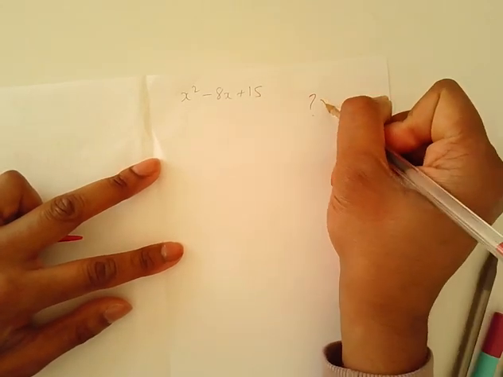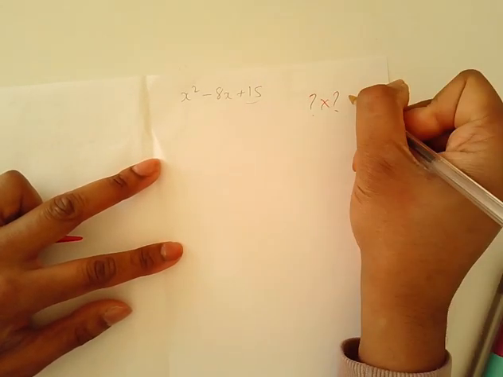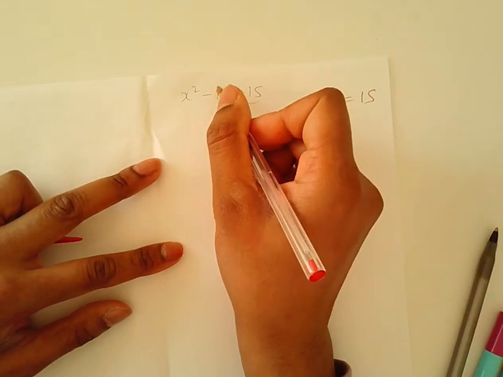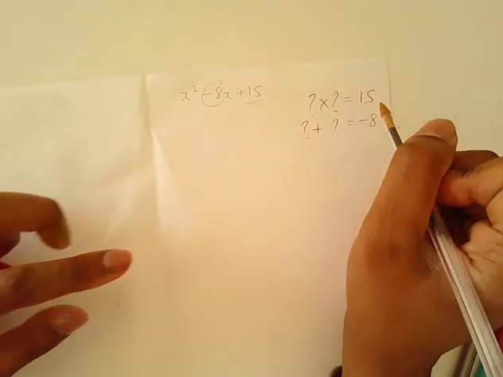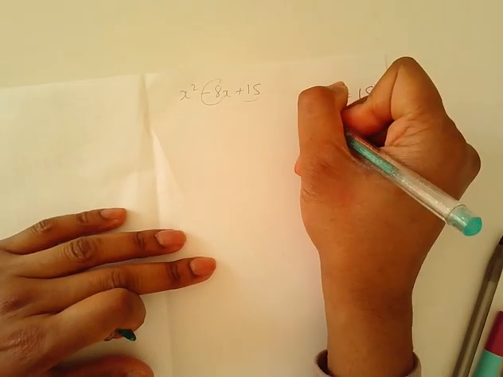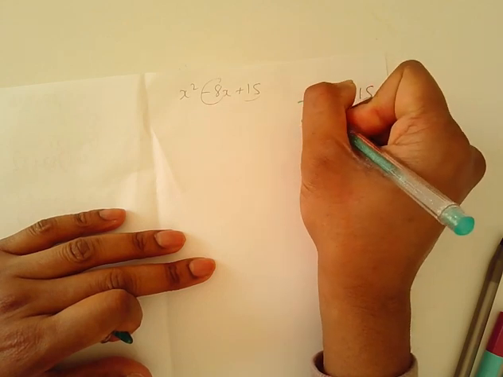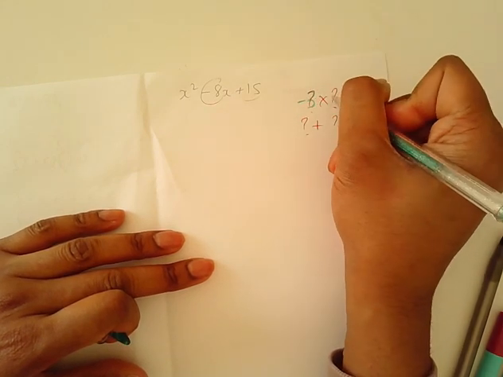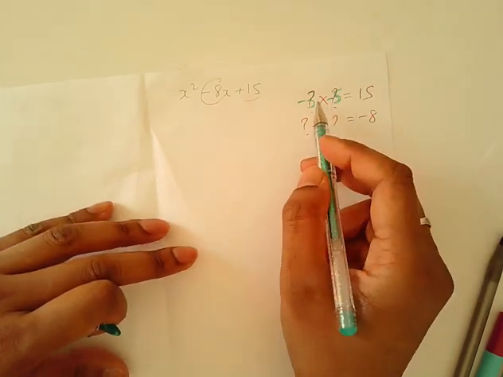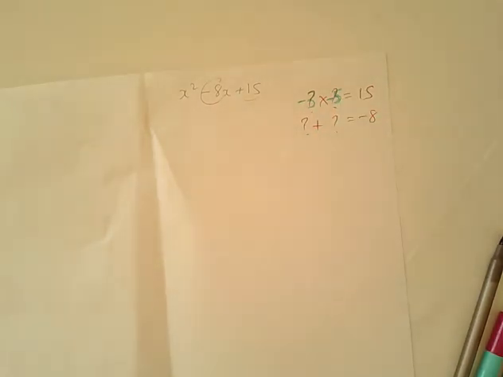So what two numbers now multiply together to give the last number, positive 15, but when added together give you this negative 8? Well, what comes into my head is negative 3. I'm going to try negative 3, and I will try negative 5. Remember, if it doesn't work with this, then you're going to have to try other numbers.